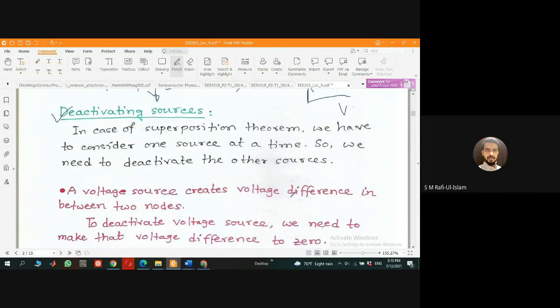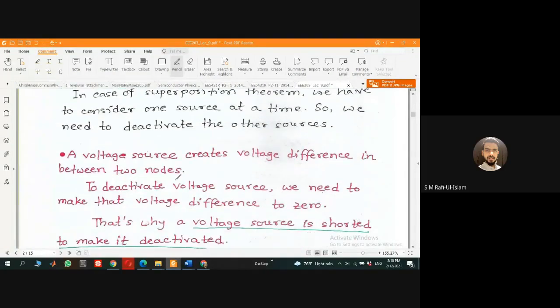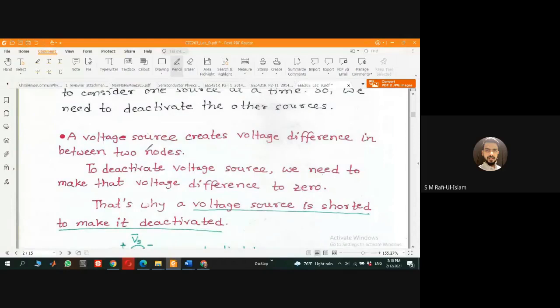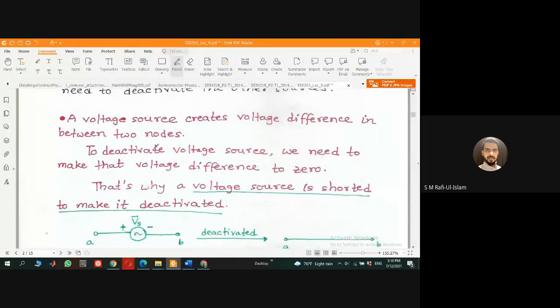This idea is the same as what we learned in DC circuit or earlier courses. If we have a voltage source and want to deactivate it, the voltage source value has to be equal to 0. So when will we get 0 volts? 0 volts means it's a short circuit.